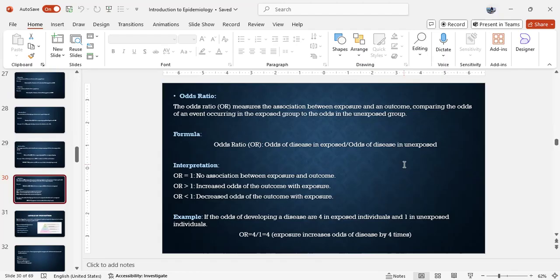If the odds of developing a disease are 4 in exposed individuals and 1 in unexposed individuals, odds ratio is 4 divided by 1, equal to 4. Exposure increases odds of disease by 4 times.